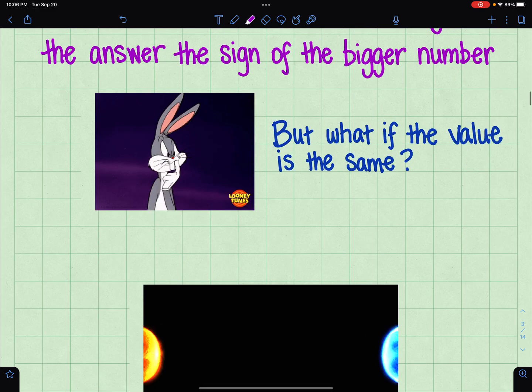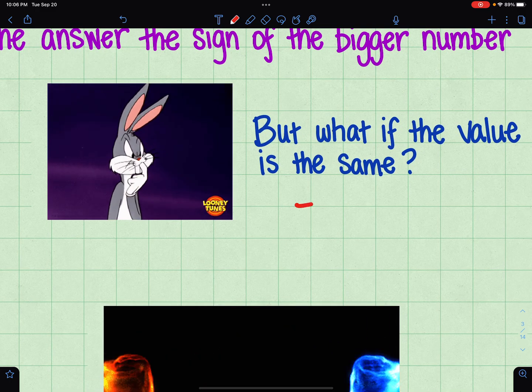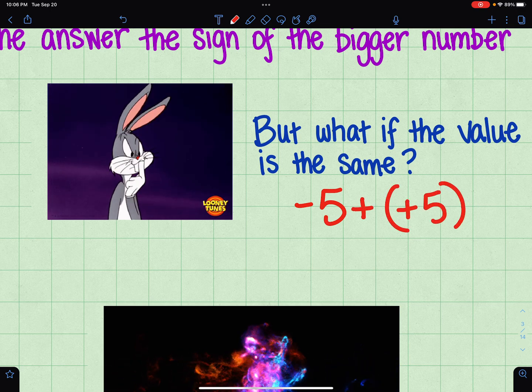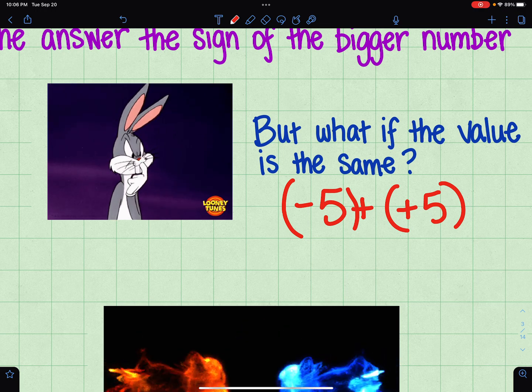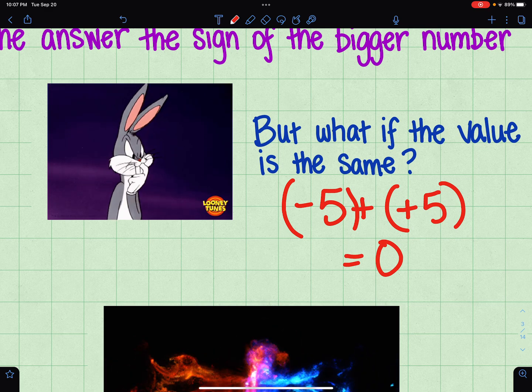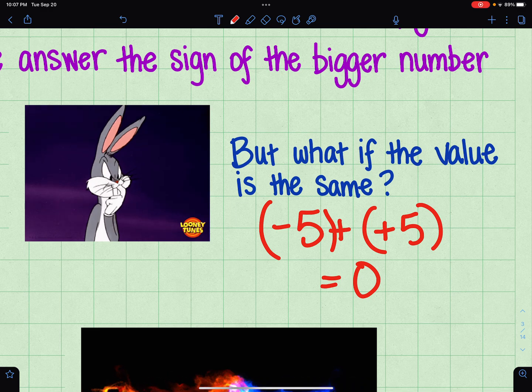Okay, what if the value is the same? So what if it's like negative 5 plus positive 5? We're adding two numbers, but they've got different signs, but the difference between them turns out to be 0. Well, it's just going to be 0. And that totally makes sense because negative 5 plus 5 is 0. And negative anything plus that same anything, if it's positive, is going to be 0.